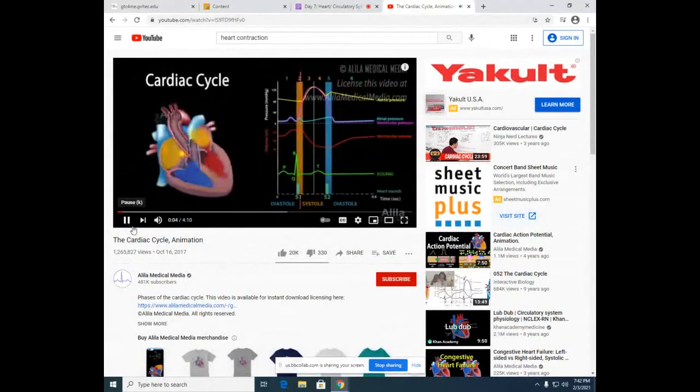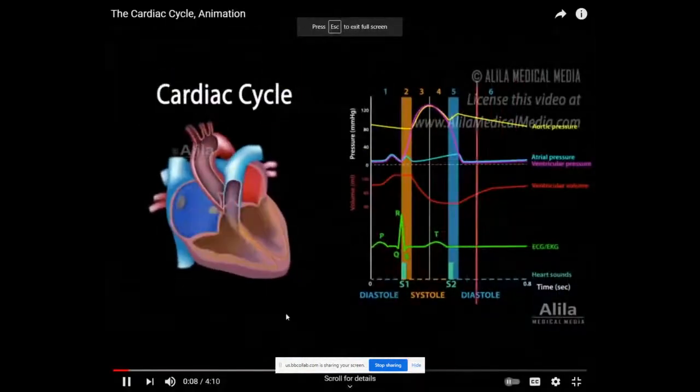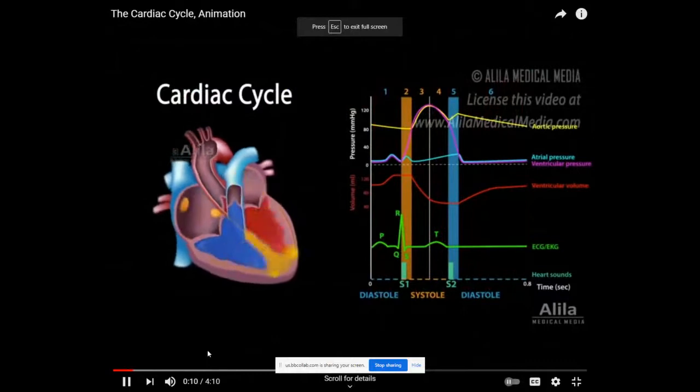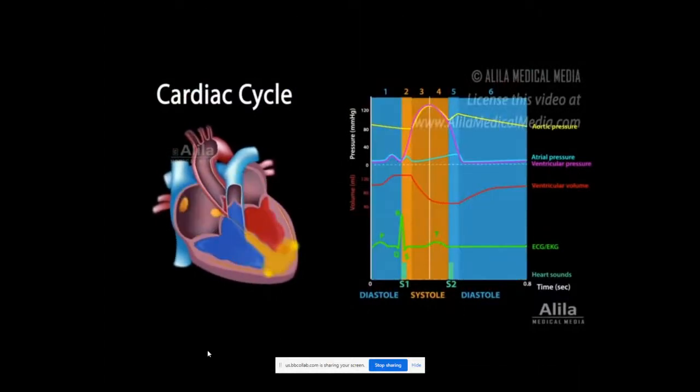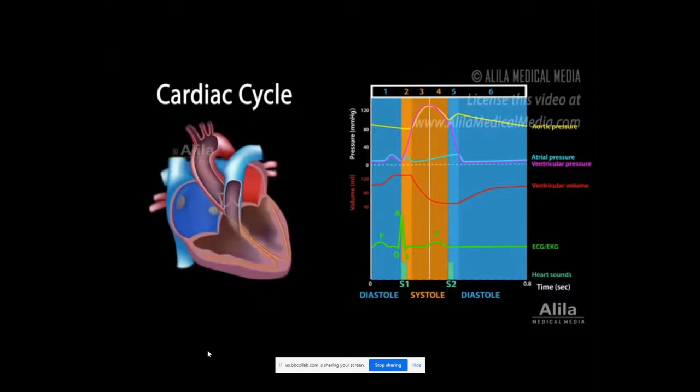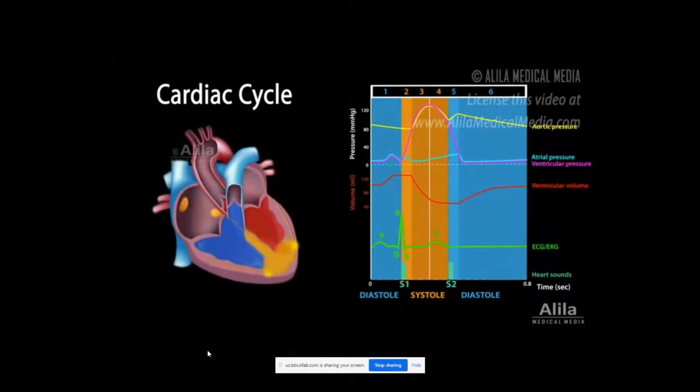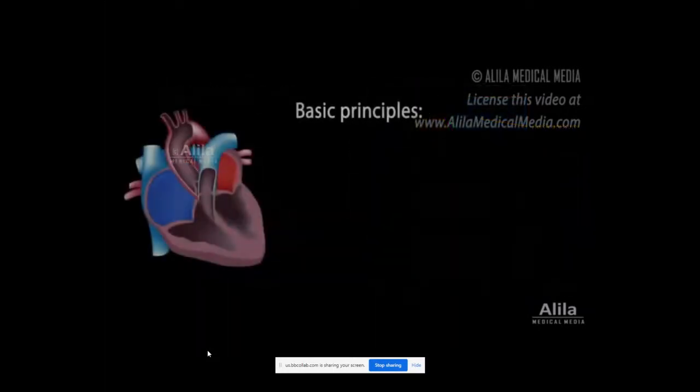Let's start from the beginning. Here we go. The cycle refers to the sequence of events that occur and repeat with every heartbeat. It can be divided into two major phases, systole and diastole, each of which subdivides into several smaller phases. Systole and diastole, when not specified otherwise, refer to ventricular contraction and relaxation, respectively.